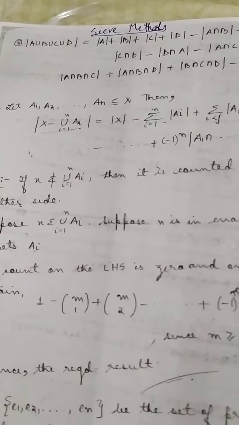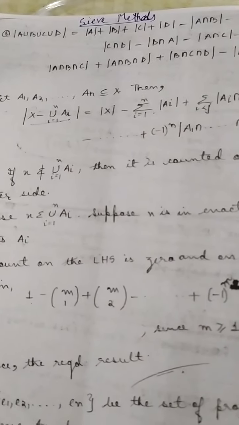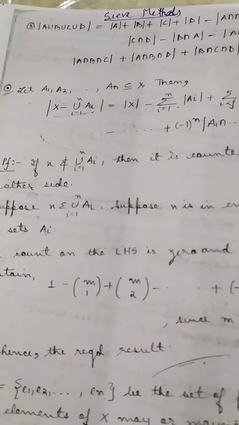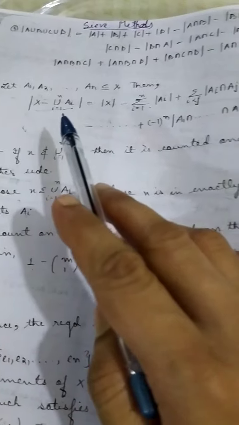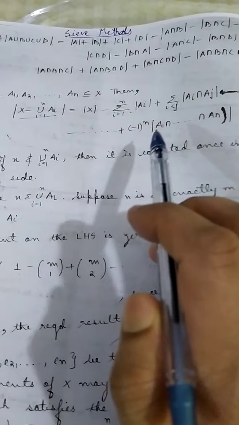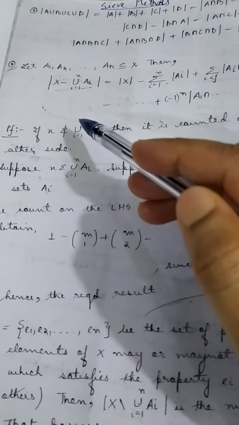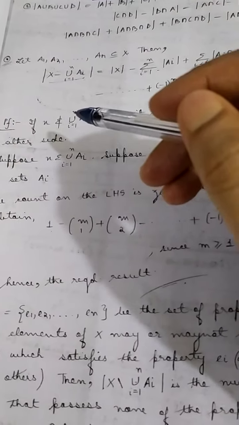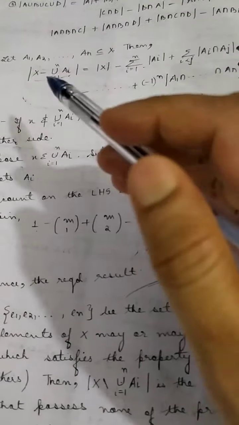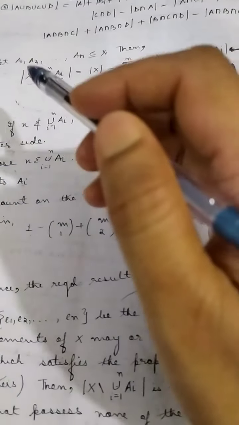So in the last video we covered these methods. This is the principle of inclusion exclusion, so we established this result. This is the procedure, written in this systematic way. So this is the principle of inclusion exclusion.